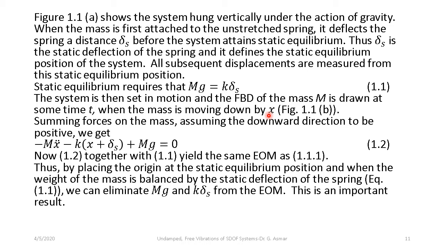and of course, using D'Alembert's principle, I have the inertia quote unquote force, which is not really a force, mx double dot, and this is shown acting upward on the mass because motion is down, the mass is going down. Therefore, by D'Alembert's principle, I will show mx double dot acting up, and I will choose the downward direction as the positive direction when I sum forces. Therefore, summing forces on the mass, assuming the downward direction to be positive, we get minus mx double dot minus k times x plus delta S plus mg equals 0.